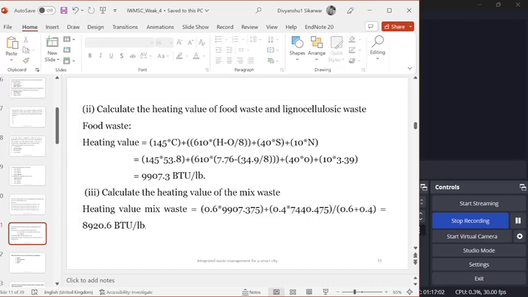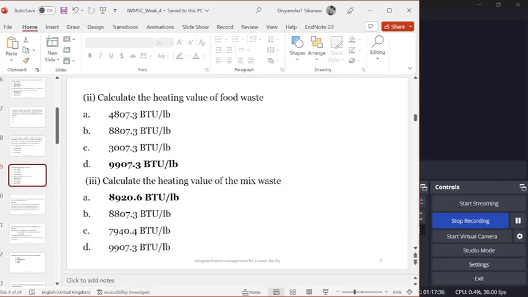Because the mixture of both wastes is in the proportion of 60% and 40%, we take 60% of the calorific value of the food waste plus 40% of the lignocellulose. If we take 1 kg of the waste, 0.6 kg is food waste and 0.4 kg is lignocellulose. In that proportion we take the heating value of both wastes and then add the values. So we get 8920.6 BTU per pound, which is option A.